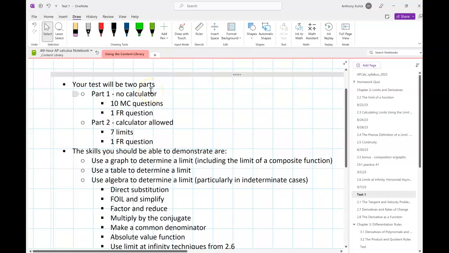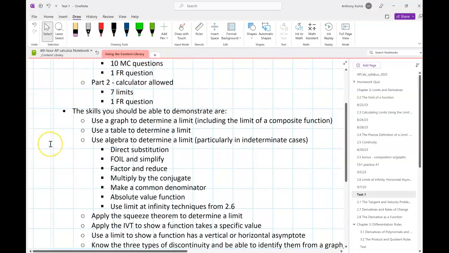Your test is going to be broken into 2 parts. The first part is no calculator. It's going to consist of 10 multiple choice questions and then 1 free response question. By free response, I mean a normal written question, but it might have multiple parts. Okay. Part 2 is calculator optional. You can use it if you'd like. You're going to have 7 limit problems and then 1 free response question.